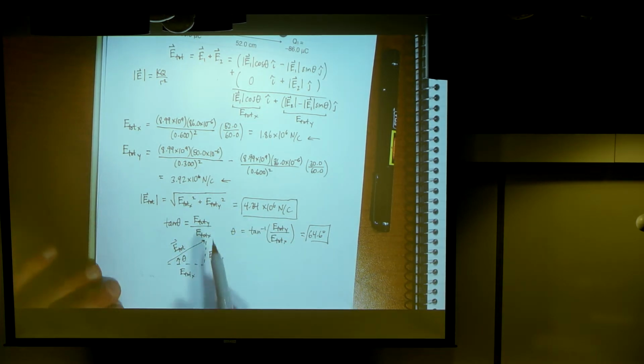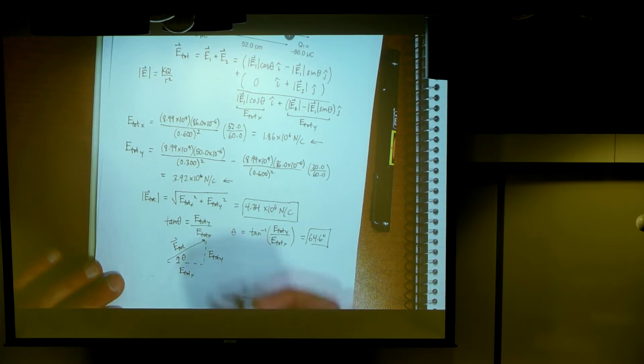Because think about how we just set up the tangent equation. Tangent of this angle should be opposite over adjacent, right? The opposite side is y, the adjacent side is x. That's how we got this. Anything else?